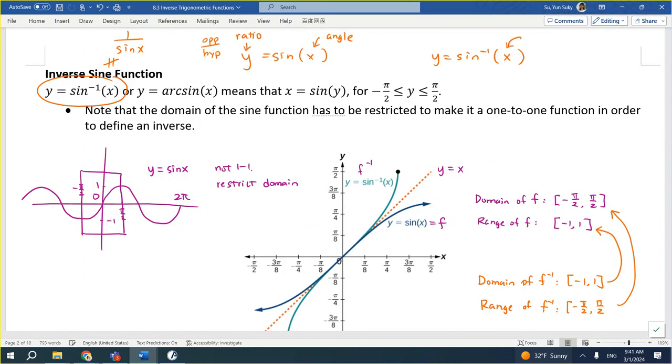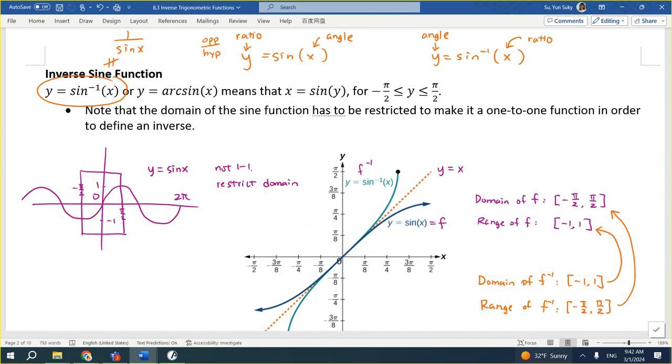Now the inverse function, what does that mean? Now my x, is my x an angle? No. The x is like the y in my sine function. The x, the input of the arcsine, is actually the ratio, opposite over hypotenuse. And then the y here is the angle. That's why the outcome is an angle, in radian.